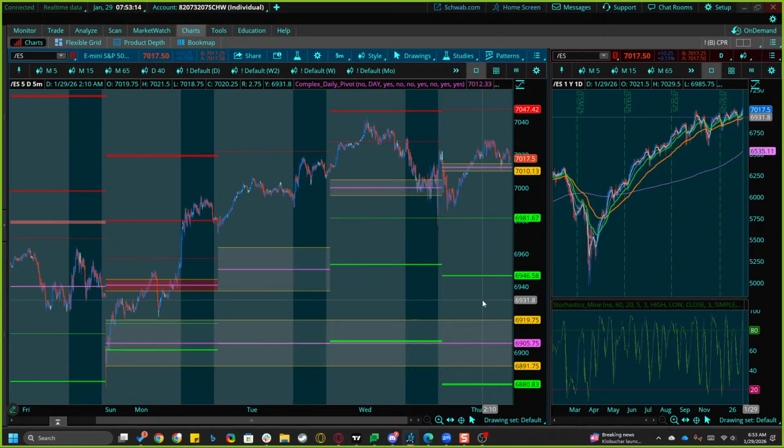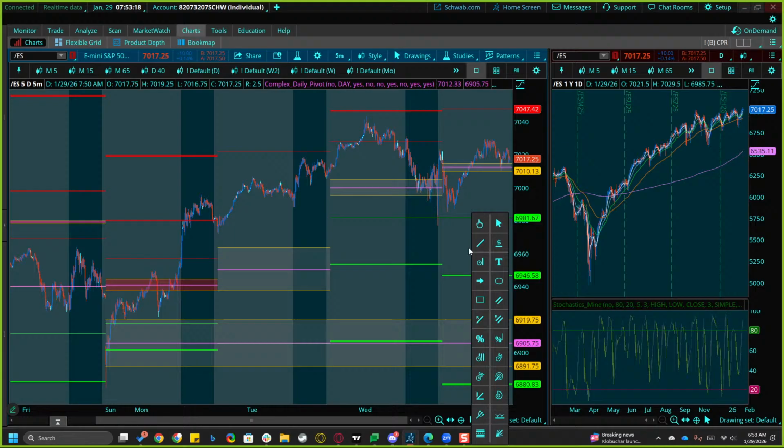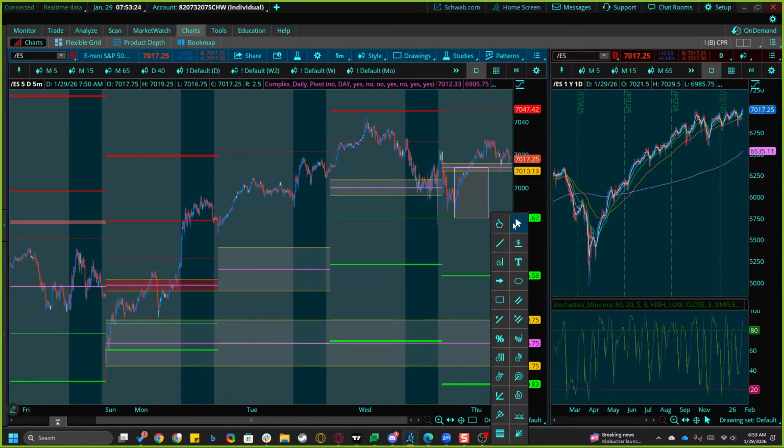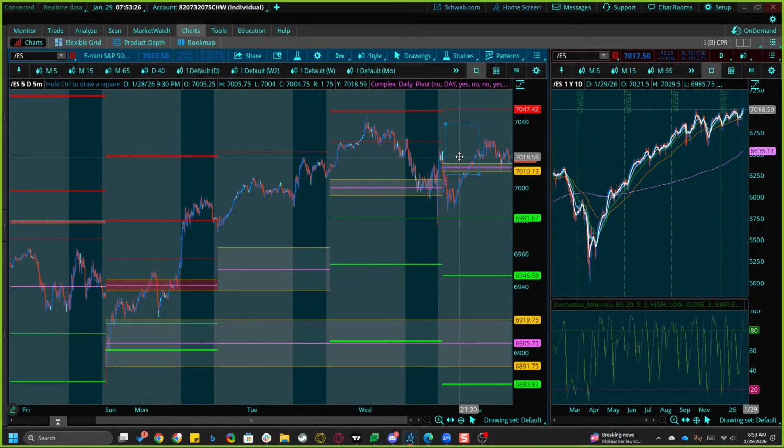The base case for today is that we don't go anywhere. We stay inside the range. It does look like the indicator is suggesting that up is more likely than down, but not by a lot.